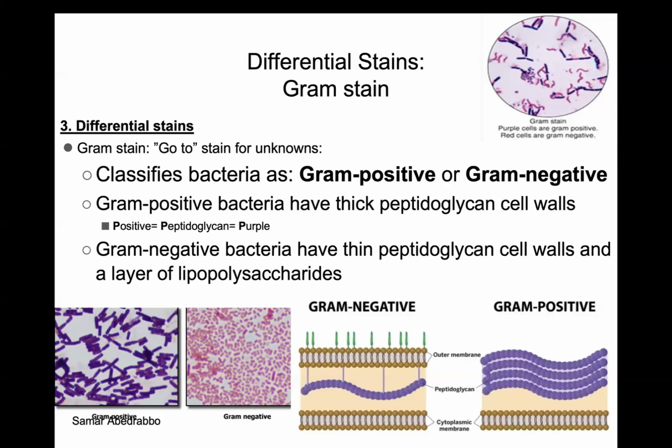So Gram positive bacteria, we'll learn all about them, but in their cell structure they have a lot of this thing called peptidoglycan in their cell wall, and Gram positive bacteria stain purple. So the way I memorize it is positive, lots of peptidoglycan, purple, PPP. That's how I memorize it. Gram negative bacteria have a thin peptidoglycan layer and an outer membrane, and they stain red. So that is the difference. And this is a Gram stain.